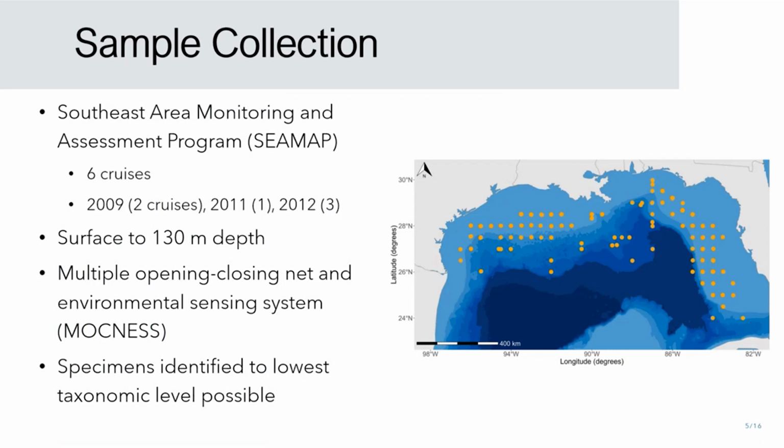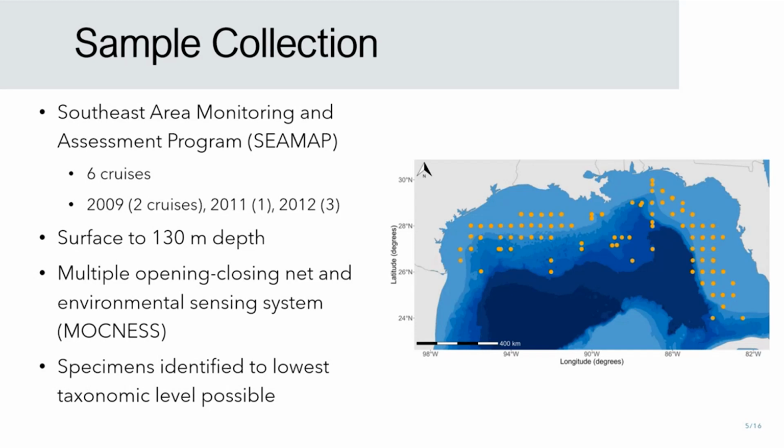So the samples I analyzed were collected by the Southeast Area Monitoring and Assessment Program, or SEAMAP, over 6 plankton surveys. I used 2 cruises from 2009, 1 from 2011, and 3 from 2012. The samples were collected at the sites shown on this map here, and up to 8 samples were collected per site, although more commonly 5 or 6 were collected.